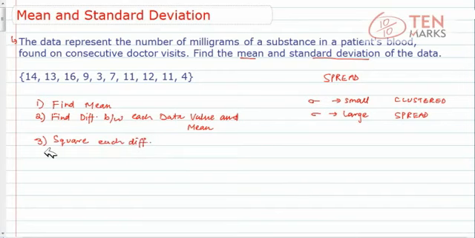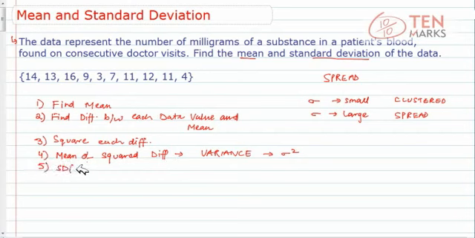Next, we are going to find the mean of these squared differences. The mean of these squared differences is called the variance, which is denoted by sigma squared. And the standard deviation, or sigma, equals the square root of the variance. So we need to take the square root of the variance. These are the steps involved in finding the standard deviation.